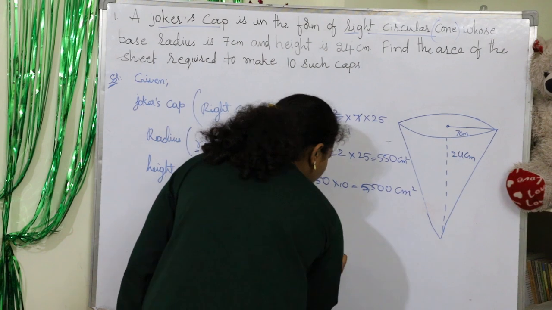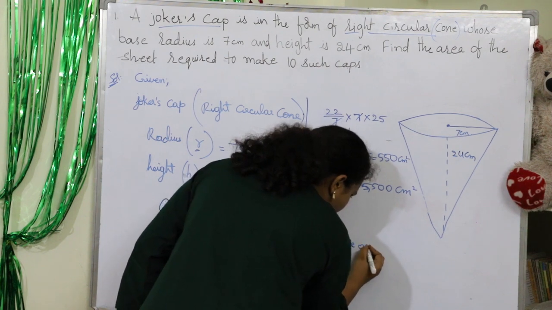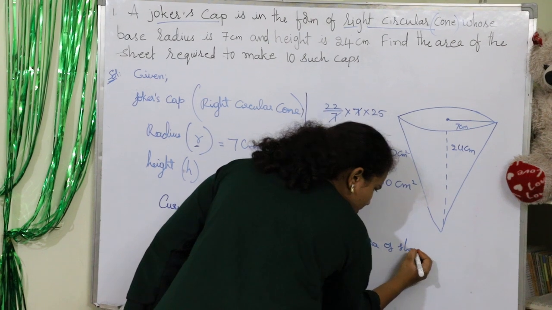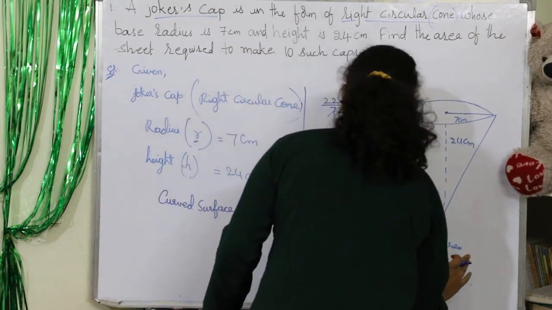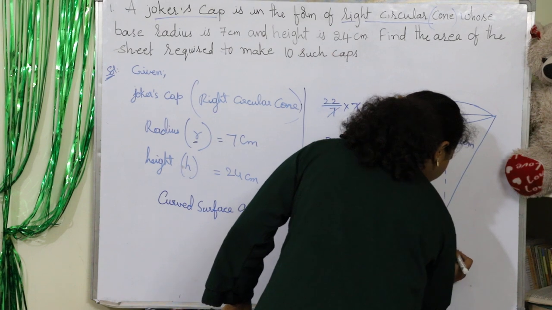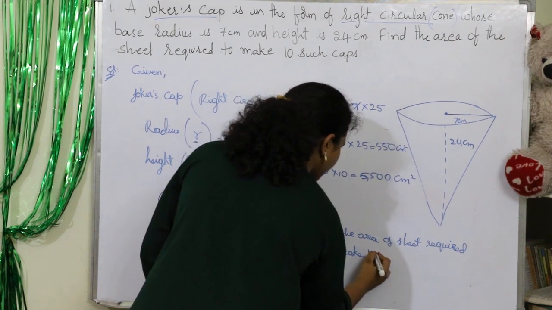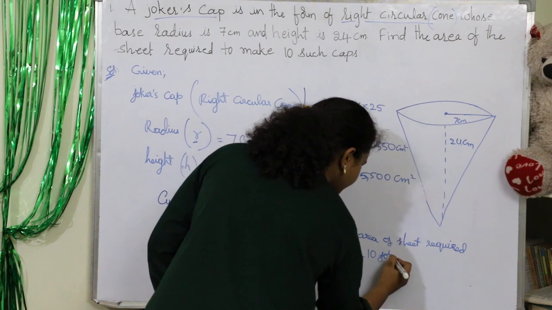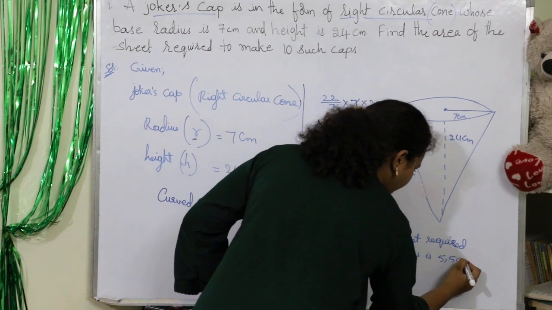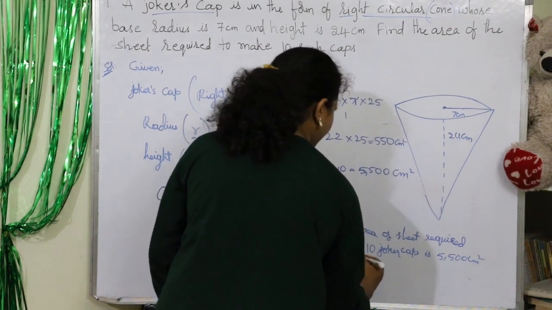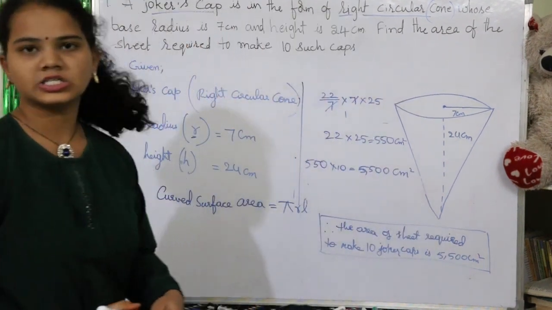So let me conclude this. Therefore, the area of sheet required to make 10 joker caps is 5500 centimeter square. Okay, thank you.